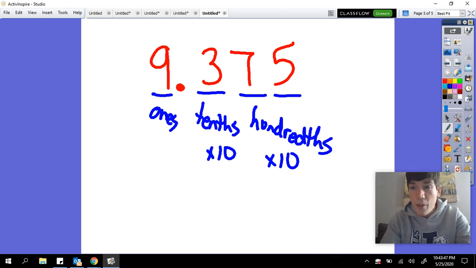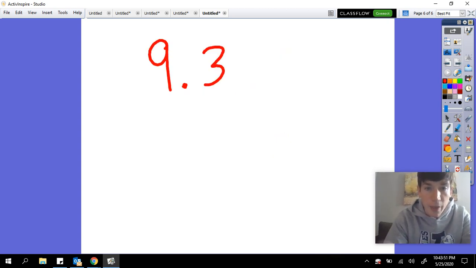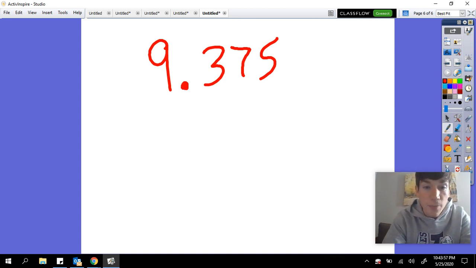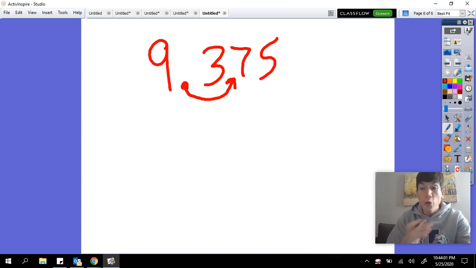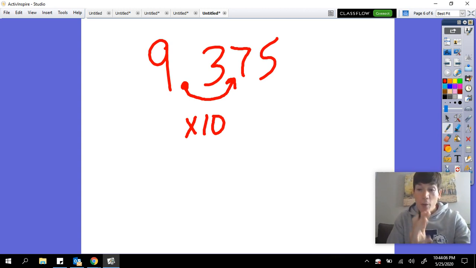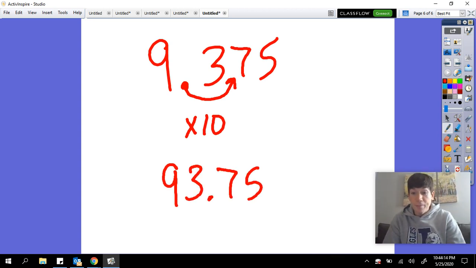Now, one thing that we can do with this, and I'm going to write the same number, 9 and 375 thousandths, is we can say that any time you take a decimal and move it over one place to the right, you have effectively multiplied that number by 10. So if I wanted to take 9 and 375 thousandths and multiply it by 10, I would have 93 and 75 hundredths. That would be multiplying that number by 10.